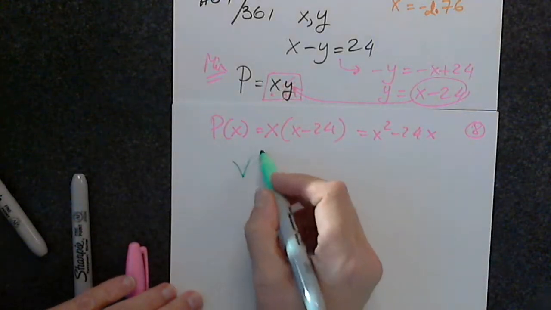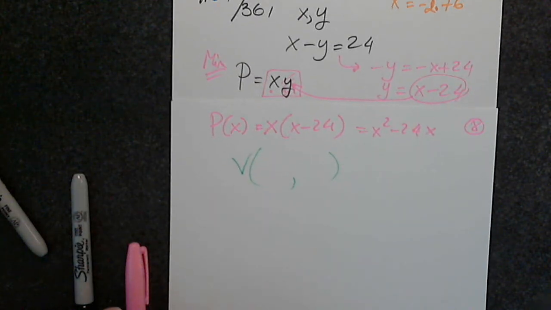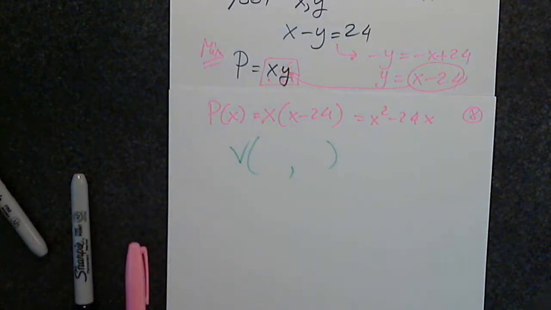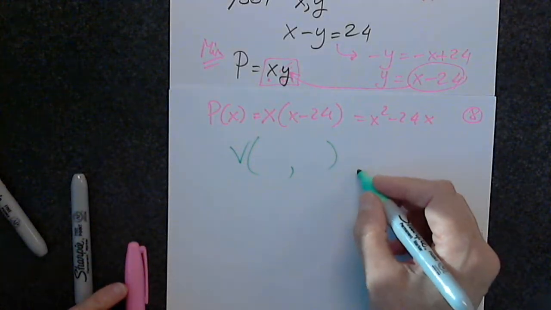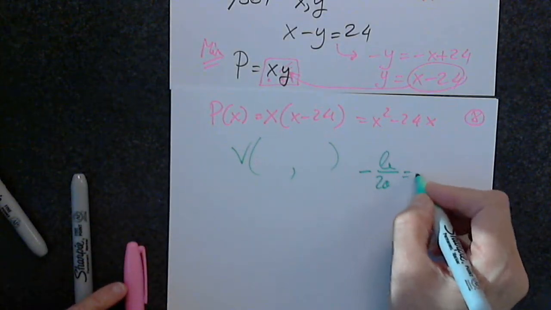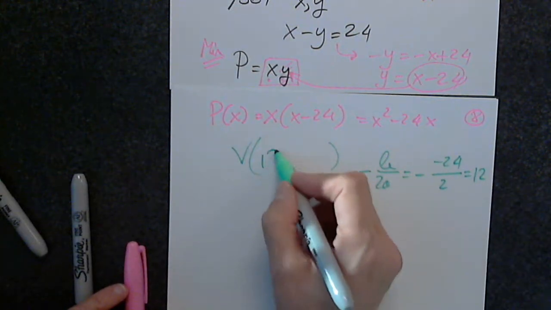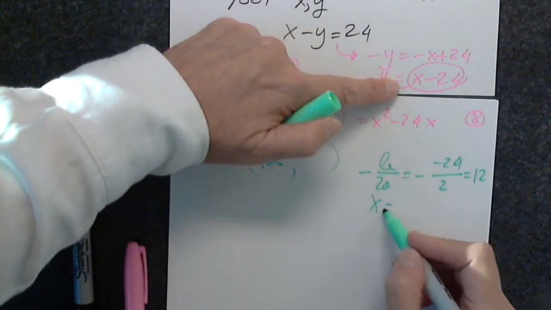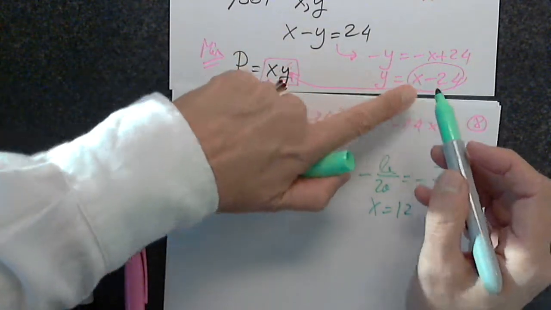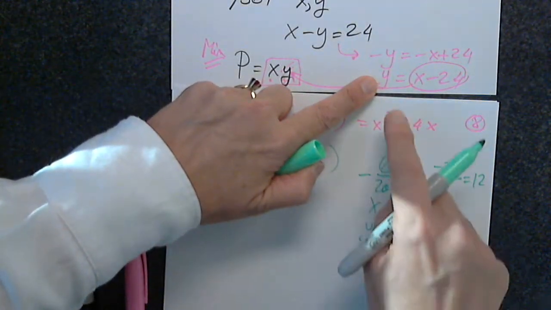Indeed, because it's a quadratic function. Very good. So how do I determine the vertex, the x-coordinate first? Because I can't find the y before I find the x. Negative b over 2a, negative 24 divided by 2, and I get 12. So if x is 12, can anyone give us the y, the other number, not the product, the other number?